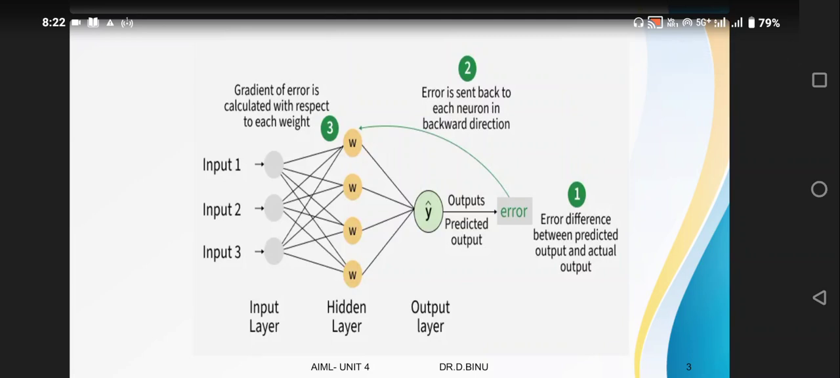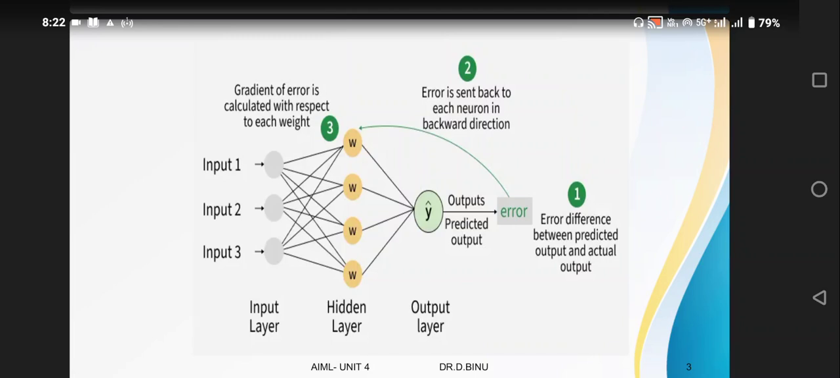The diagrammatical representation of the backpropagation neural network is shown in this diagram. Like a neural network, it consists of an input layer, hidden layers, and an output layer. This output is the predicted output. If there is an error between the actual output and the predicted output, that error is sent back to each neuron in the backward direction. The error is the difference between the predicted output and the actual output.